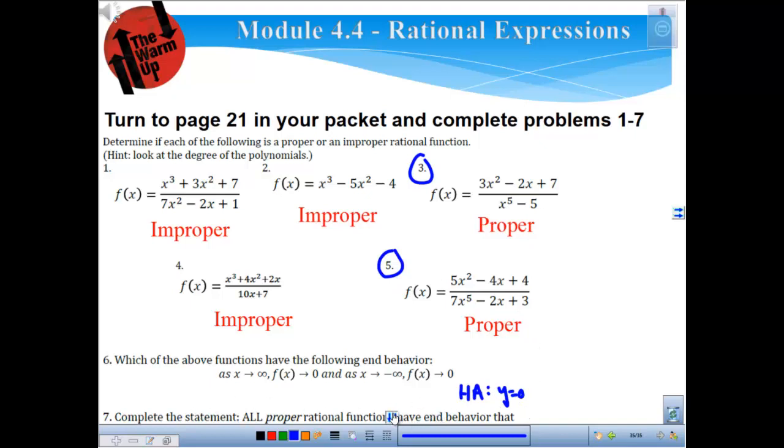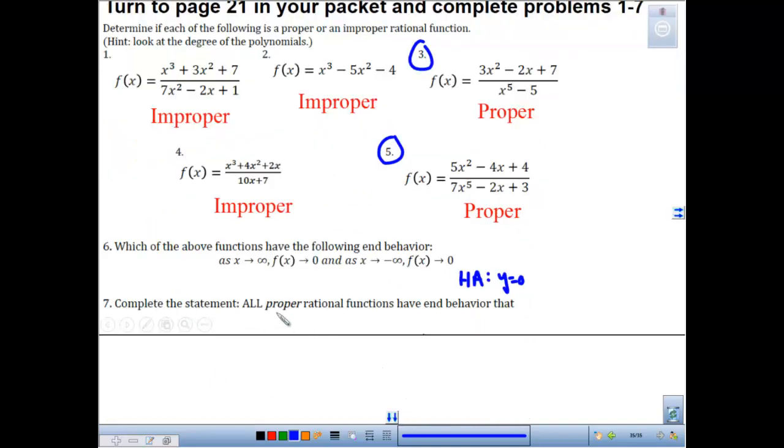Okay, then the last question, it says complete the statement. All proper fractions, which are these ones right here, will have end behavior that, so what would the end behavior be whenever the bottom is bigger? Yeah, pretty much right here, right? So let me show you a real concise way of writing that. As x approaches, since it's going the same direction in both ways, we could say as it goes to positive infinity and negative infinity, the function is approaching 0. See, it's real short and sweet.